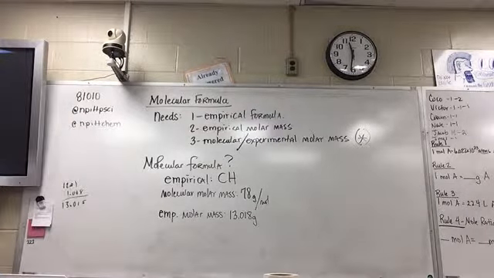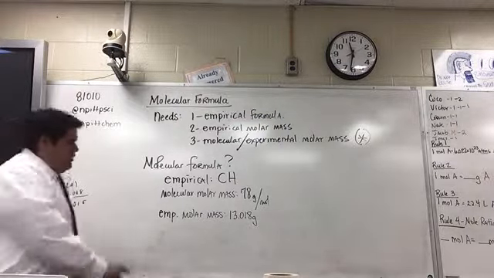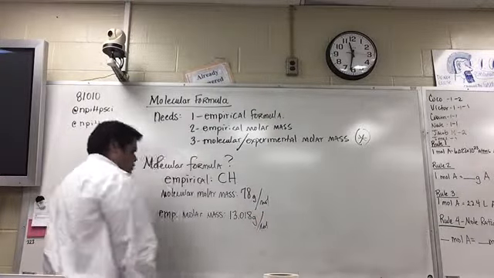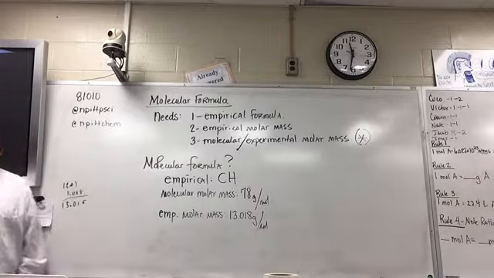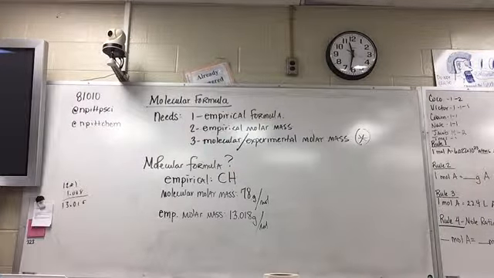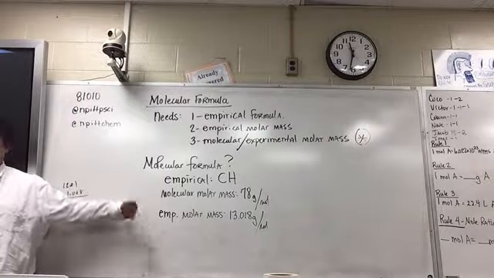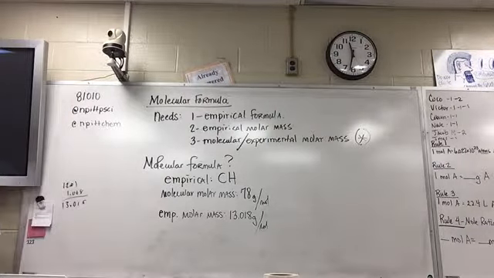Because my empirical formula is made up of 1 carbon and 1 oxygen, then I'm going to add 12.01 plus 1.008. And when I do, I get an empirical molar mass of 13.018 grams for every 1 mole. All right? So that's your empirical molar mass, because I figured it out. I didn't give it to you. I had to figure it out. Are we good right there?